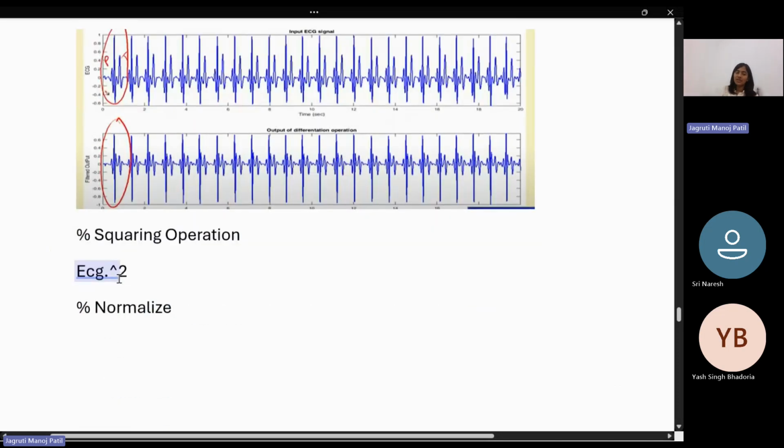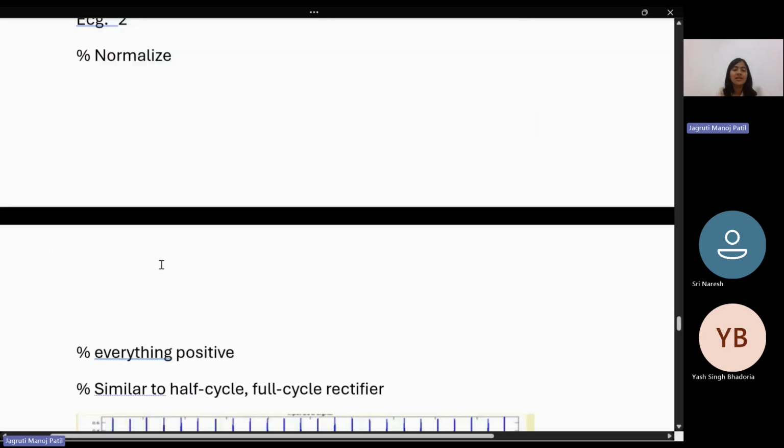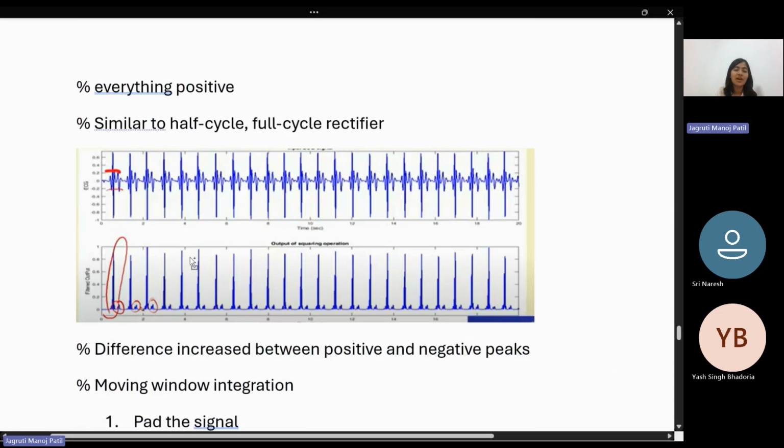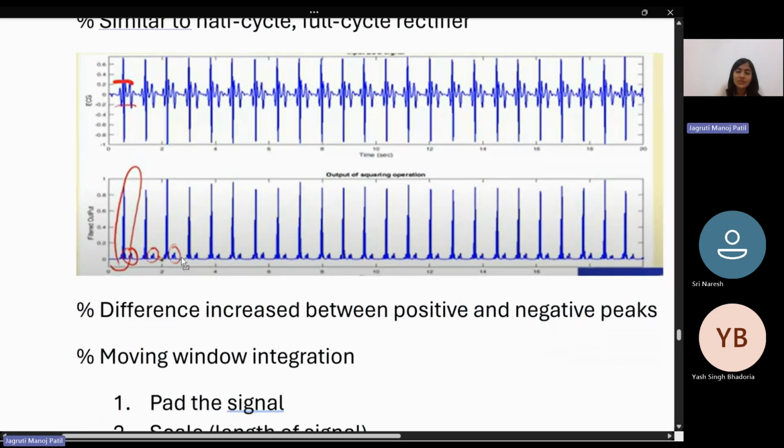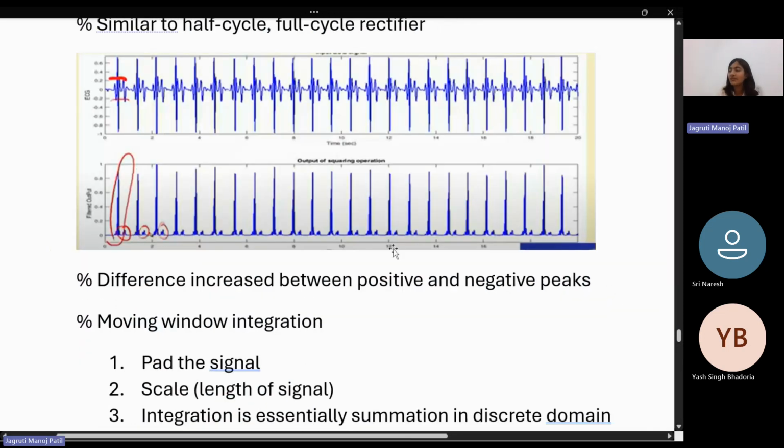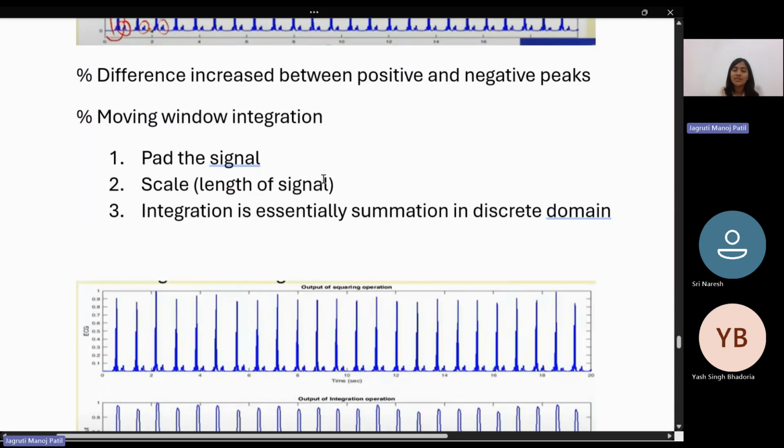Then I do the squaring operation, that is nothing but ECG dot square. There's also a function called power that you can use, but what this does is, if you have a vector say 1 2 3 4 and you apply the element-wise square, it will give you 1 4 9 and 16. So the square of each individual data point, and then you normalize it. So what you get is essentially everything as a positive half cycle. What was negative now became positive. Now we are able to see the difference between the positive and the negative peaks.